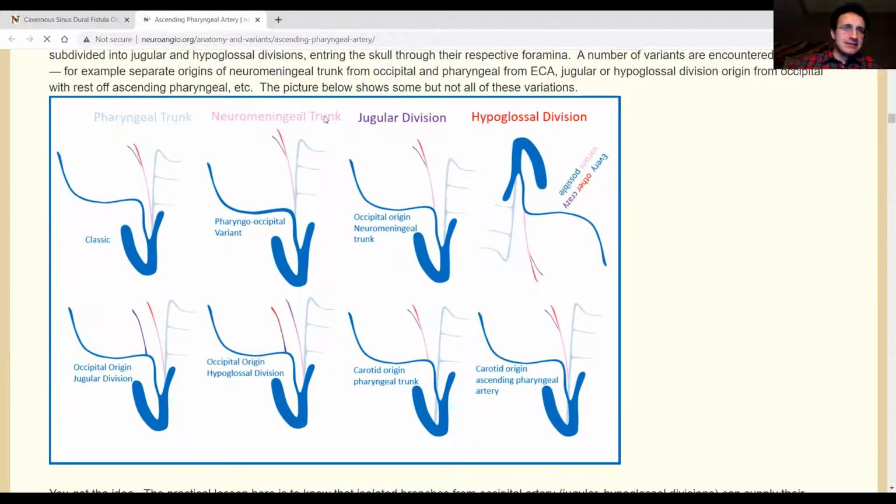You see that the neuromeningeal trunk can originate from the occipital artery, aside from this whole pharyngo-occipital variant, hypoglossal, jugular. You're going to see that the only way to really know where anything is coming from is probably to either be a genius at looking at 2D images, or to do a Dyna or VasoCT or some kind of flat panel CT, which I think is really what it takes, because until we had flat panel CT, the geniuses, I think, under-recognized this themselves.